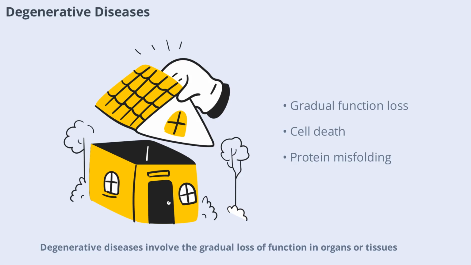Degenerative diseases involve the gradual loss of function in organs or tissues. Examples include osteoarthritis, Alzheimer's disease, and Parkinson's disease. These conditions are often linked to aging, genetic factors, or environmental influences. Pathophysiological processes include cell death, protein misfolding, and loss of structural integrity. Understanding these mechanisms is key to developing therapies that slow disease progression.